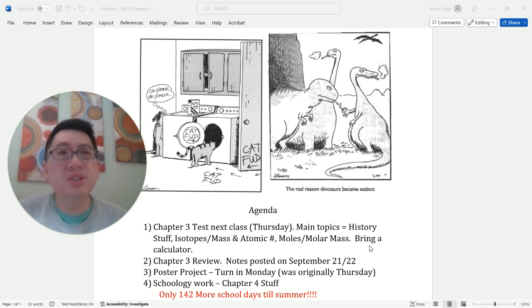You probably actually could do the test without a calculator. Thursday's test is all multiple choice, so you probably could kind of figure it out even without a calculator. Even if you didn't bring one, you'd probably be okay.